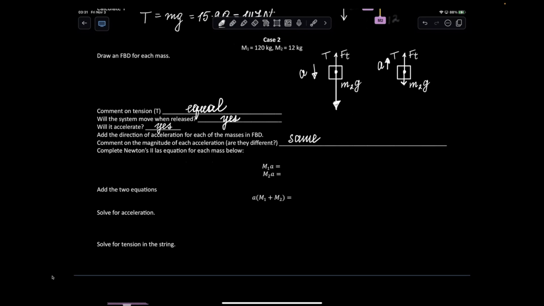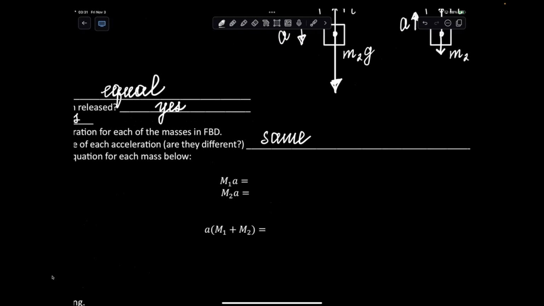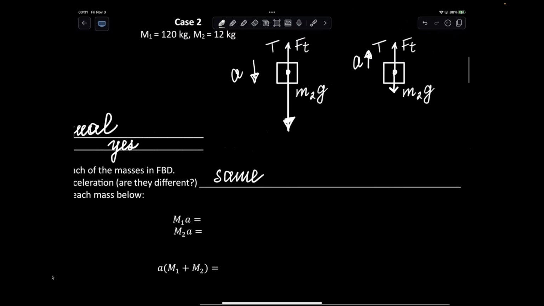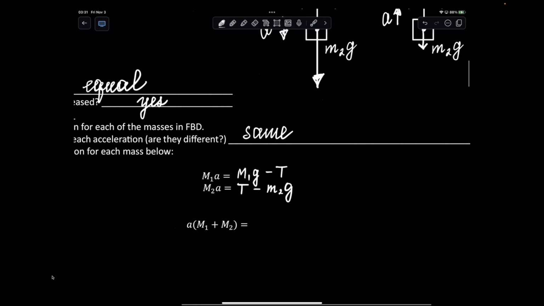And then when it says complete Newton's second law for each mass below, and I already started, m1 times a is going to be m1g, because it's the heavier object, minus tension. For the second one, it's going to be tension minus m2g. If you remember from 8th grade math, we can do elimination, and the easiest way to eliminate in this case would be to add these two equations. So that's what I'm doing.